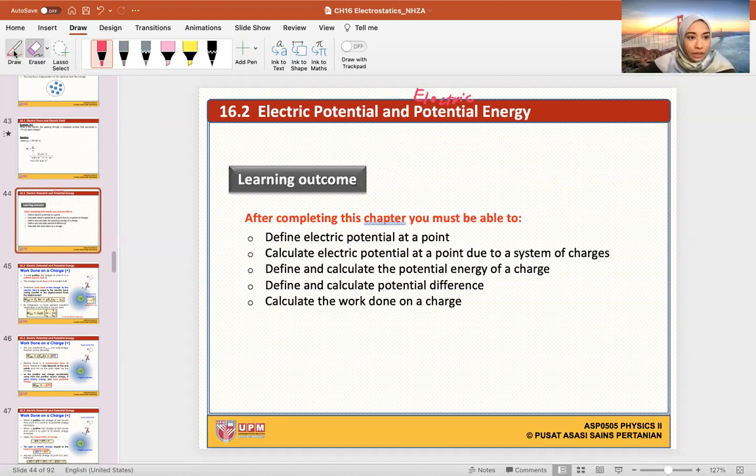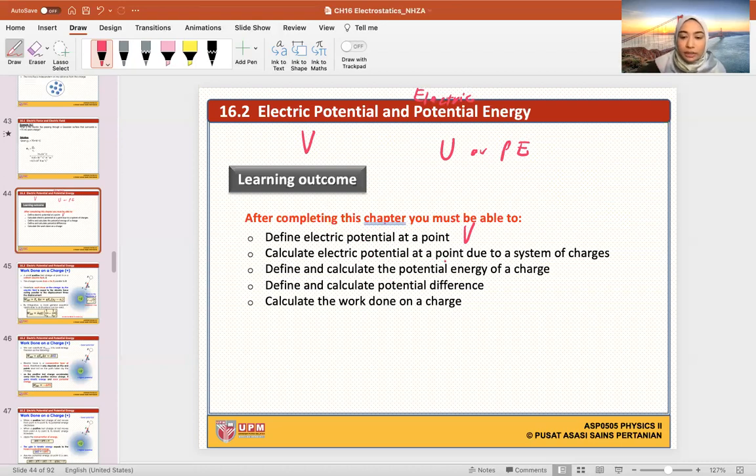So that is U and PE. Electric potential is called V. This guy is called U or PE. We will learn what the difference between these two is. After completing this chapter, you must be able to define electric potential at a point. Electric potential is V. Calculate electric potential at a point.